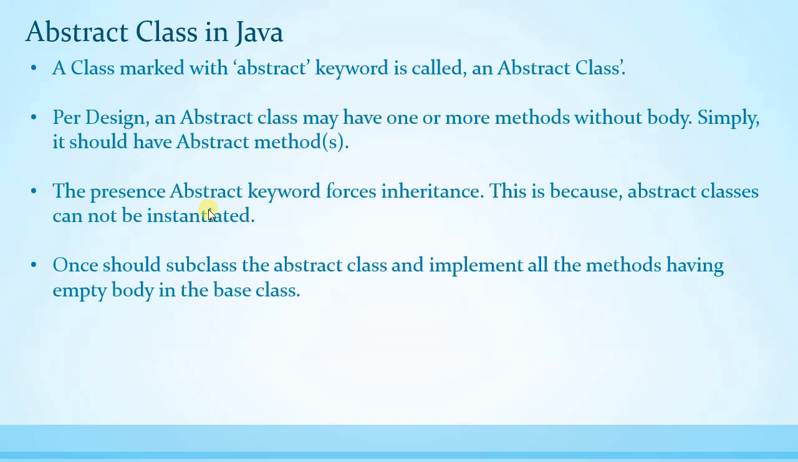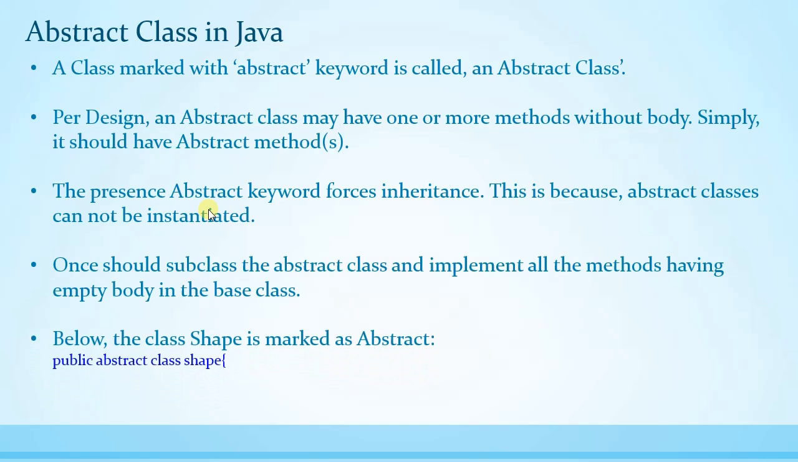This subclass should implement all the methods having empty body in the base class. The base class can be the immediate base class, or even a base class in the inheritance tree. Below is the class Shape, which is marked as abstract. The keyword abstract is used to mark a class as abstract. The same way one can mark a method also as abstract. We will see those when we are exploring this in Eclipse.